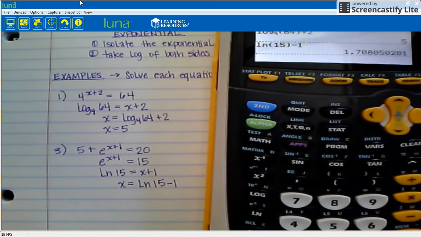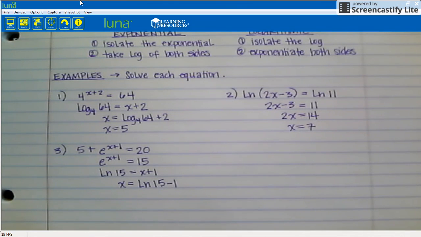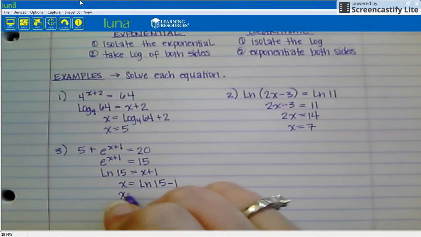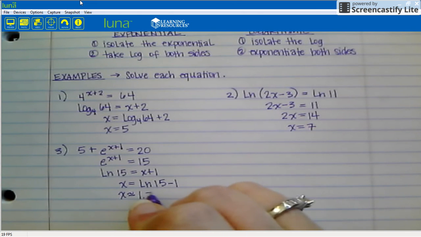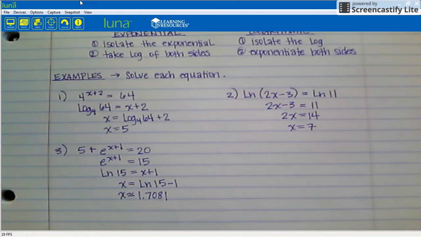1.7081. And what I want you to do is I want you to always round off to 4 decimal places instead of rounding off to the first decimal place. So you're always going to have 4 decimal places past the decimal. So this is approximately equal to 1.7081.